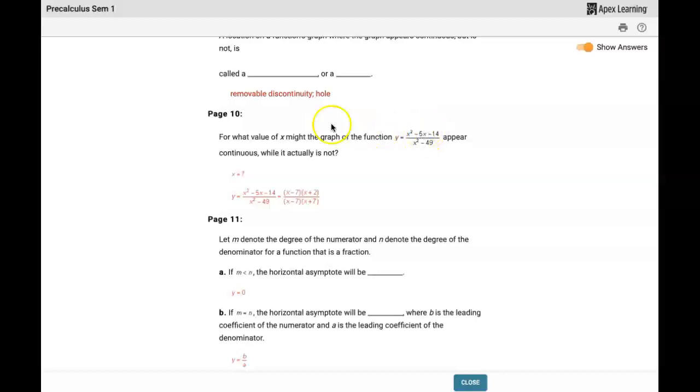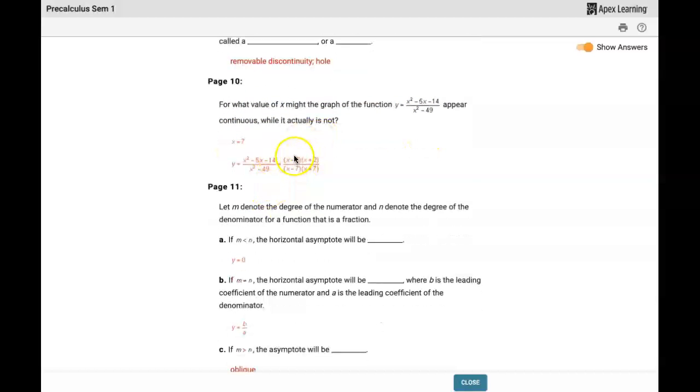Okay, in order to make sure that we can figure out which one's going to be the hole, right, we have to look for the same expression or the same factor on top and on bottom. So on top we have x minus 7, and on bottom we have x minus 7. So the value for which it might look continuous but it's not is going to be at x is equal to 7, right? So we can rule out the negative 7 because it doesn't have the same factor on the top there.